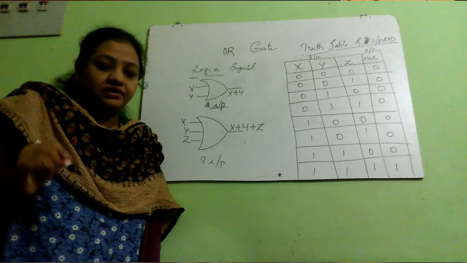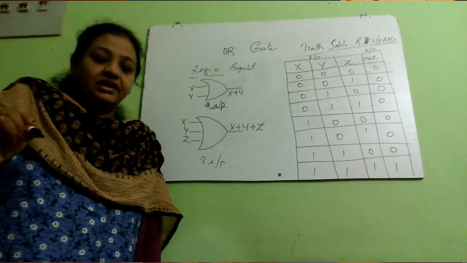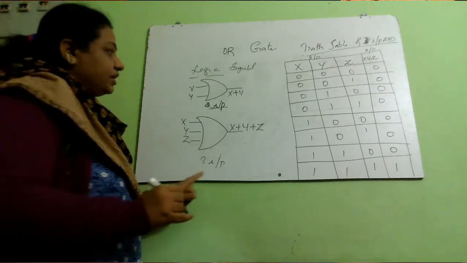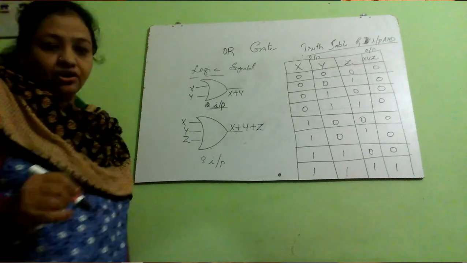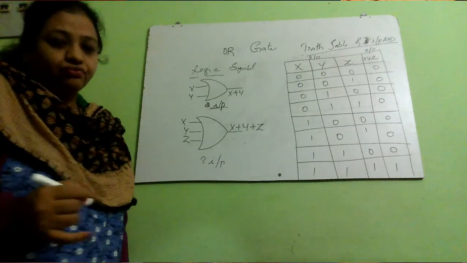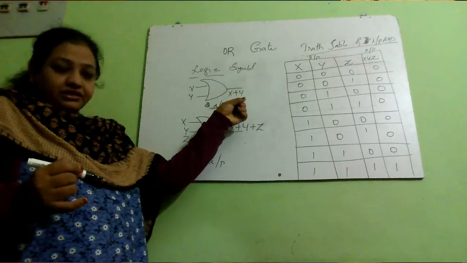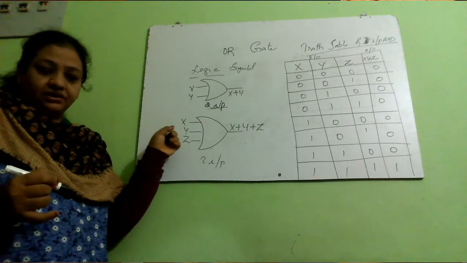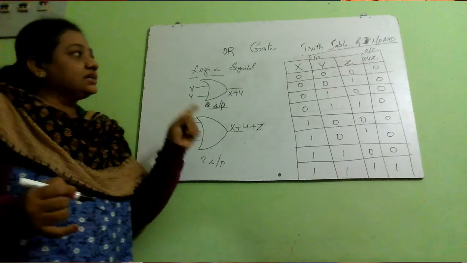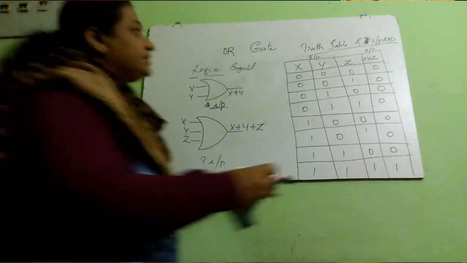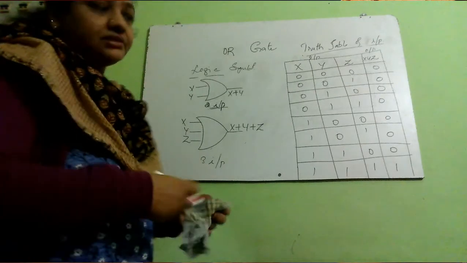As there are 3 inputs, let us check the third input, that is Z. Z we have to change. We start from 0, 1, 0, 1, 0, 1, 0, 1. The next column will be 2 zeros, 2 ones, so it will be 0, 0, 1, 1, 0, 0, 1, 1. For the next column we need to take 4 zeros and 4 ones. This is how we write the 3 inputs for an AND gate or any gate.